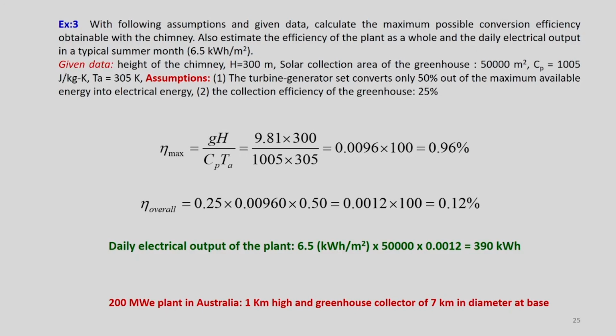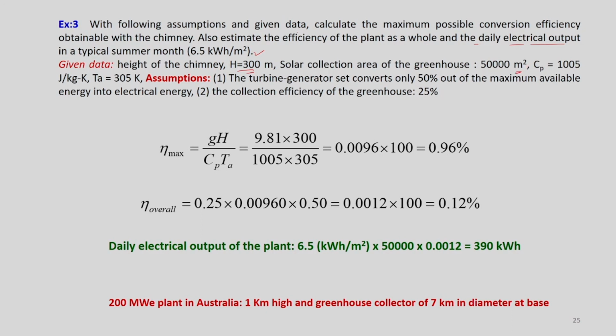So, this numerical goes something like this: with the following assumptions and given data, calculate the maximum possible conversion efficiency obtainable with the chimney. Also estimate the efficiency of the plant as a whole and the daily electrical output in a typical summer month of solar radiation about 6.5 kilowatt hour per meter square. The height of the chimney is given as 300 meter. The solar collection area of the greenhouse is 50,000 meter square.